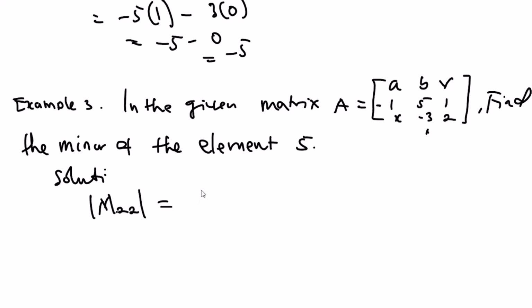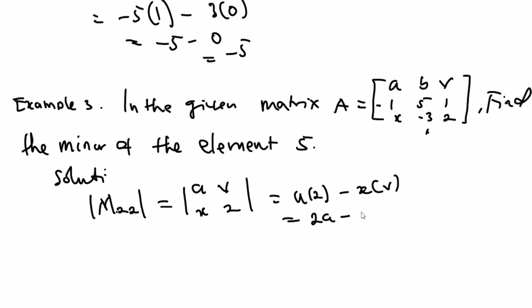What are the elements that we have remaining? We have a, v, x, and 2. So how do you find the determinant? This is going to be a times 2 minus x times v. So we have 2a minus xv. And this becomes the minor of the element 5.